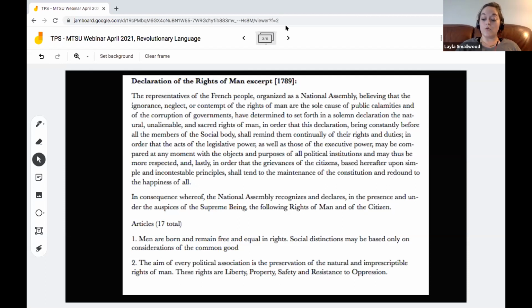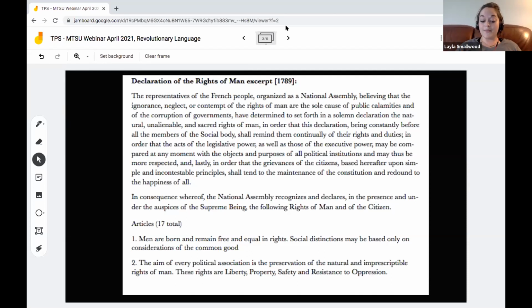And lastly, in order that the grievances of the citizens, based hereafter upon simple and incontestable principles, shall tend to the maintenance of the Constitution and redound to the happiness of all. So, in consequence whereof, the National Assembly recognizes and declares, in the presence and under the auspices of the Supreme Being, the following rights of man and of the citizen. There are 17 articles total. These are just the first two.